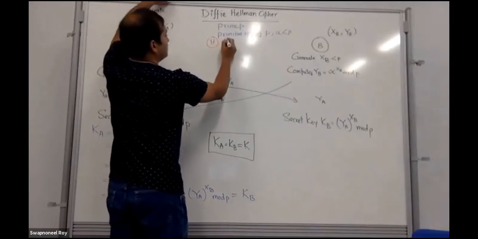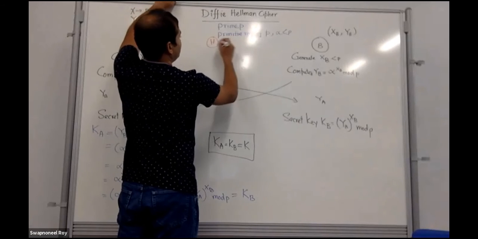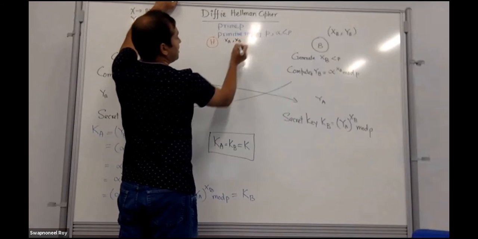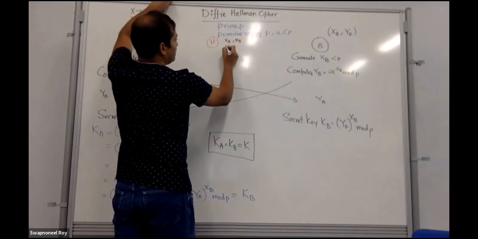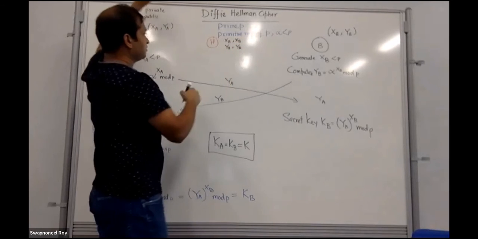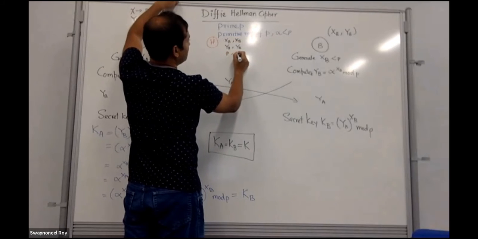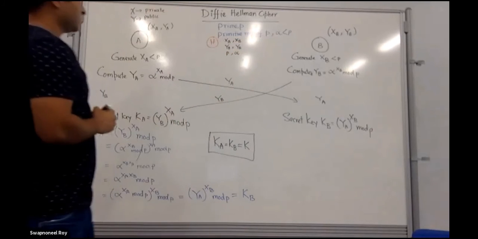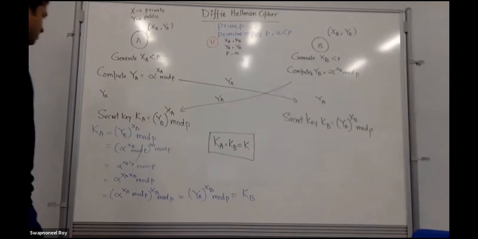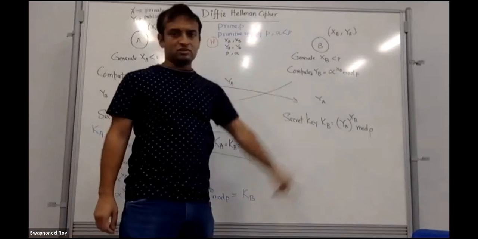There is XA, which is the private key of Alice. XB, the private key of Bob. YA, public key of Alice. YB, public key of Bob. And there is the prime P and the primitive root alpha. And of course, there is the technique modular exponentiation, which is known to everybody. It's just two modular exponentiations over here and two over here.